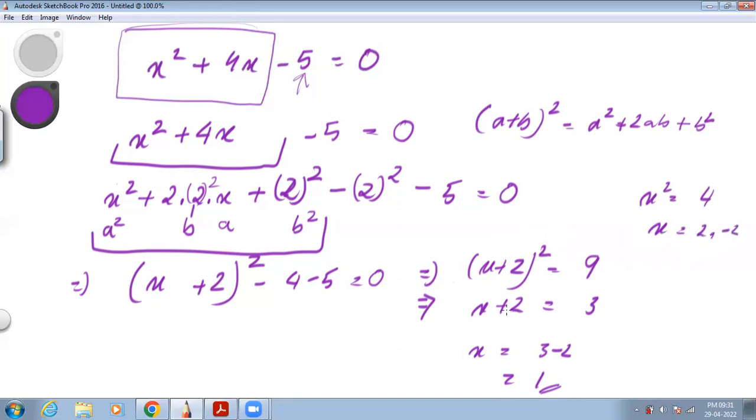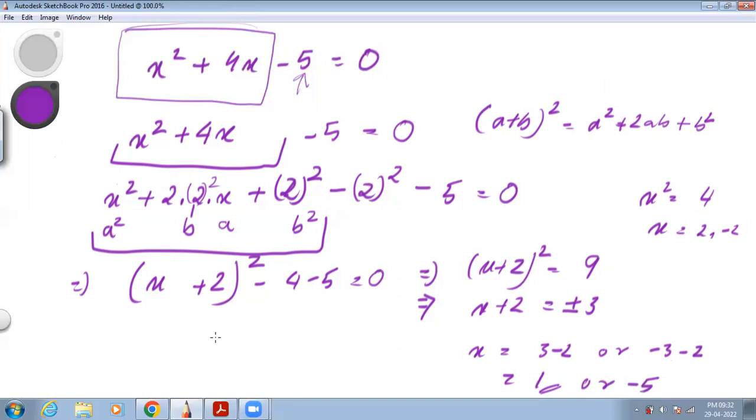So therefore, when you take square root on both sides, these answers are going to be plus minus 3. So x is going to be 3 minus 2, or x is going to be minus 3 minus 2. Okay, so minus 3 minus 2, you are going to get minus 5. So answers are going to be 1 or minus 5. Fine. So please don't commit that mistake.